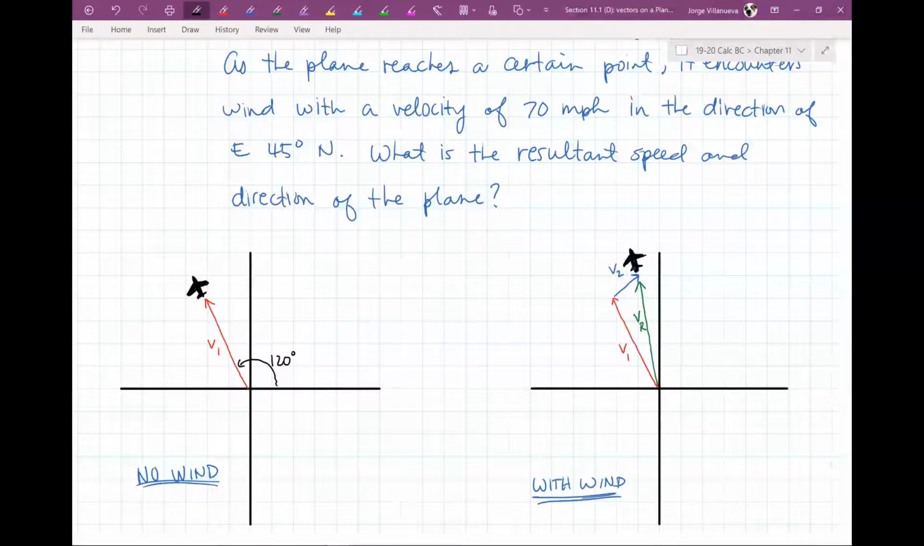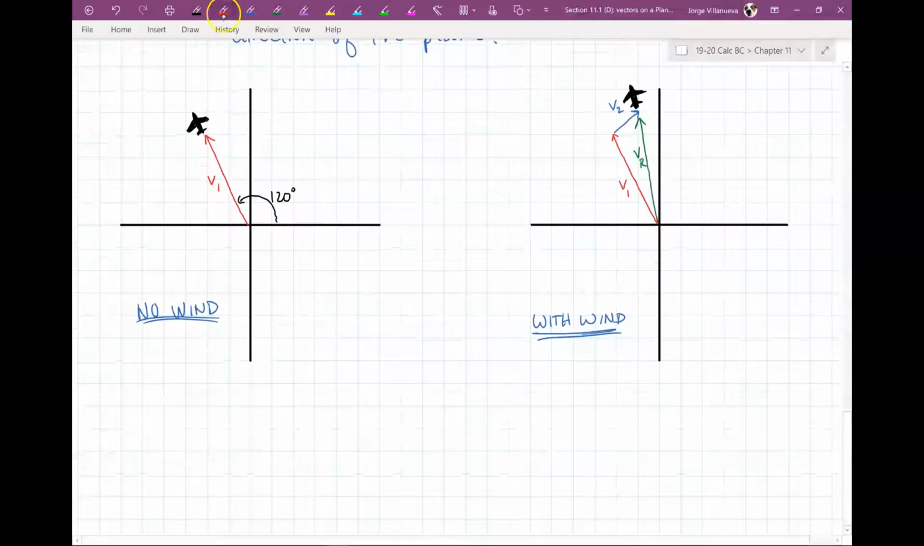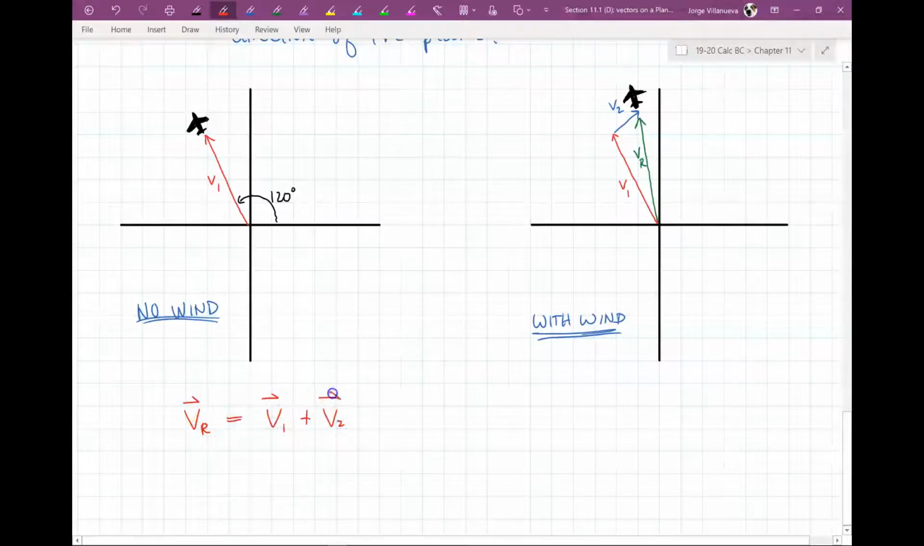Now remember, the wind they told us is traveling at east 45 degrees north. So you go to velocity 1, and at the terminal point of velocity 1, you're going to draw an arrow at 45 degrees. That's velocity 2. And then if we add those two together, V1 plus V2, that gives us VR. So let's write this down. V sub r is V sub 1 plus V sub 2.